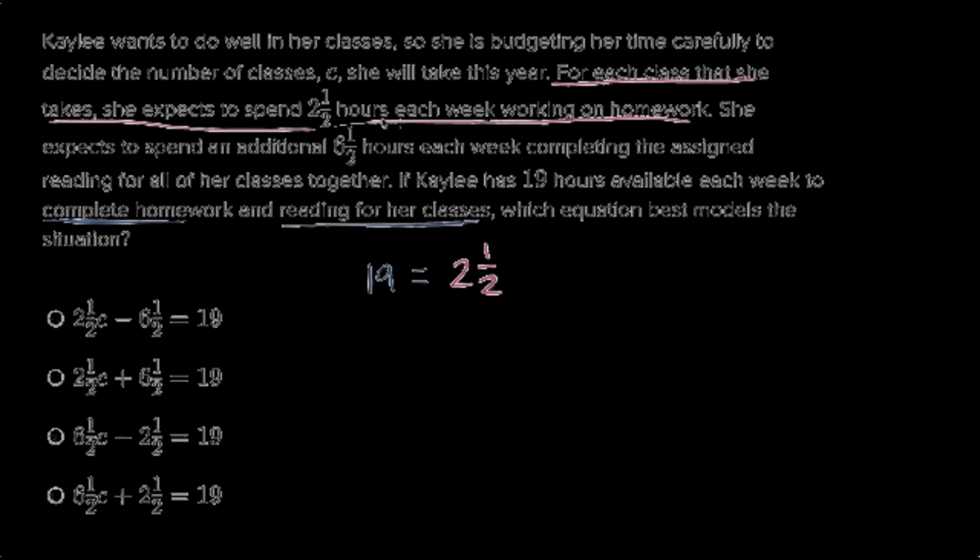Now, how many classes is she taking? Well, she's going to take C classes. So the total amount that she spends on homework is going to be 2.5 times C. I'll put in parentheses just to make it clear what I'm doing here. So it's going to be 2.5 times C is the amount she spends on homework.